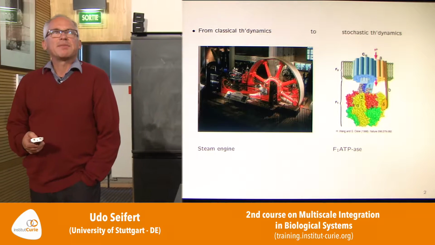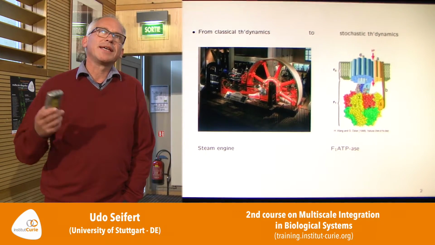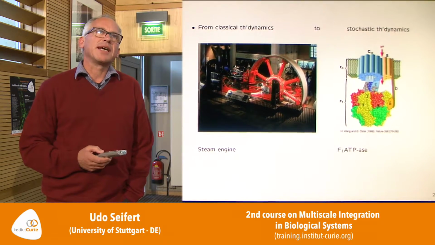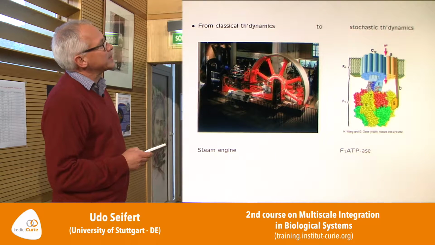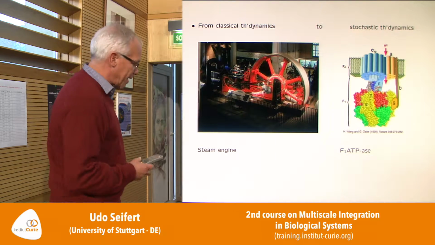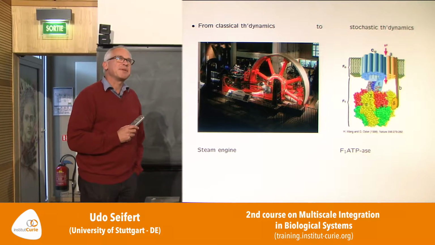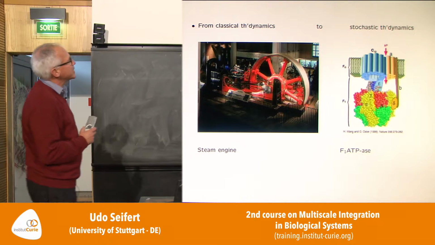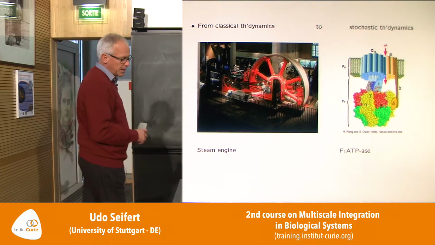It's called classical thermodynamics. And the question is whether these concepts, work, heat, entropy, can be applied to much smaller objects like single molecules. This is the rotary machine, the F1 ATPase. And of course, yes, it works. It can be applied, and how it is applied and what you learn from this is one of the topics I'm going to show you in this talk.